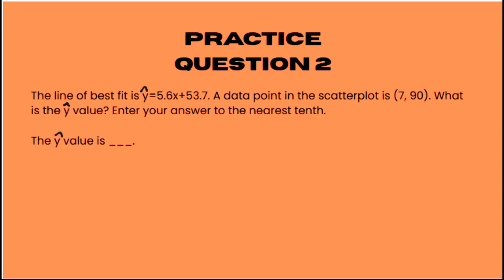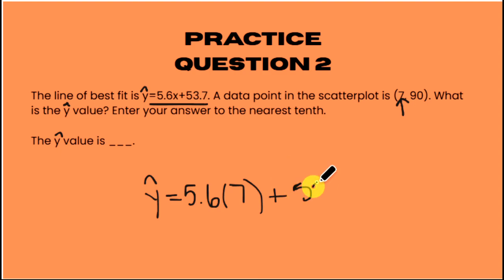Here's practice question number 2. The line of best fit is y hat equals 5.6x plus 53.7. A data point in the scatter plot is 7, 90. What is the y hat value? Enter your answer to the nearest tenth. Okay, so pause it, figure it out, come back. What we're going to do is take our formula right here, and substitute our x value into the formula. So we have y hat equals 5.6 times 7 plus 53.7. Grab our calculator.